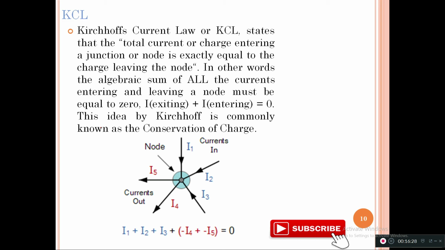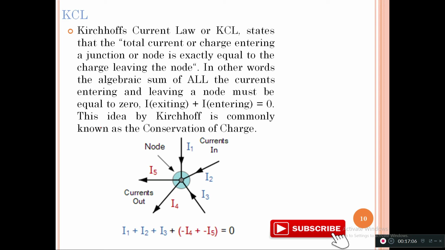KCL, as I already told you, is defined for the current. So what does KCL say? In any electrical network, the total current or charge entering a junction or a node is exactly equal to the charge leaving the node. So if I take any node or a junction, the summation of the charge entering and leaving the node equals 0. As you can see from the figure, I1, I2 and I3 are the incoming currents, I4 and I5 are the outgoing currents. So if we sum up all these currents, it will come out as 0.